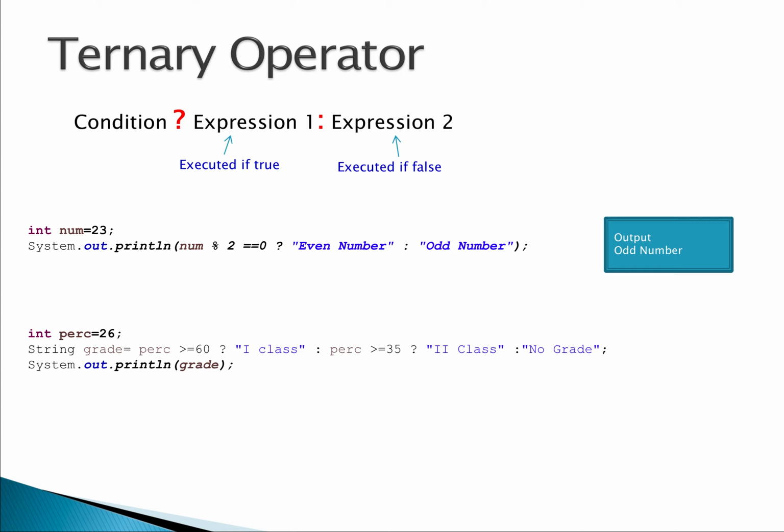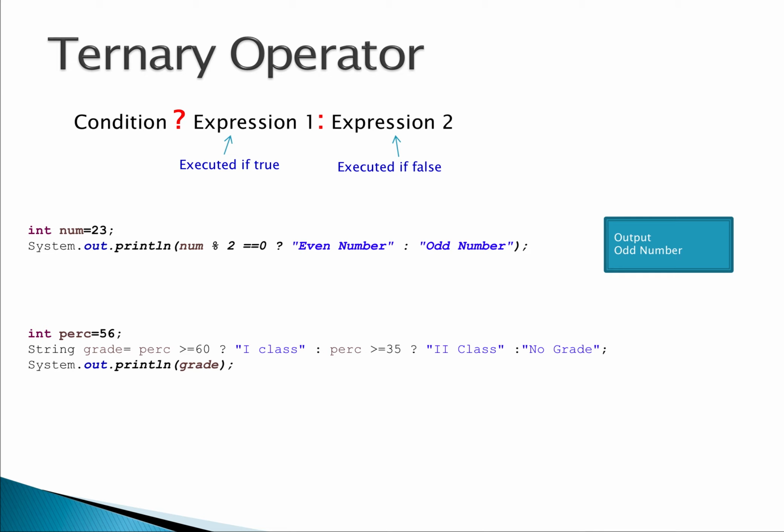In this scenario, for the input 26, 26 is not greater than or equal to 60, so it goes to the else part, which is after the colon. After the colon, we have another ternary operator expression where we check percentage greater than or equal to 35, which is also false. So in this case, it is going to print the one following the colon, which is no grade. Let's change the input.